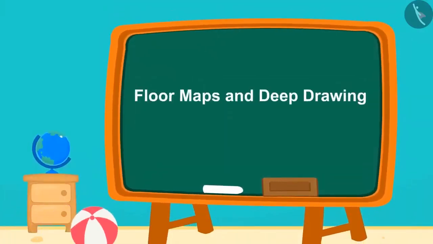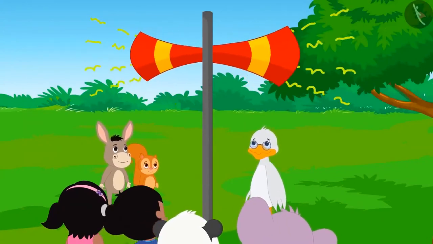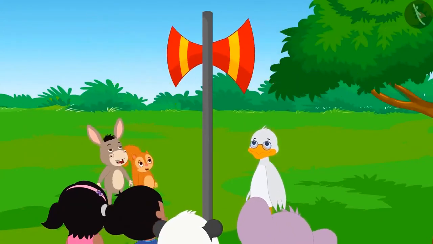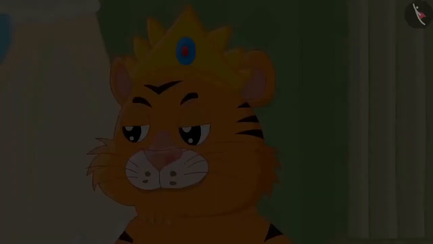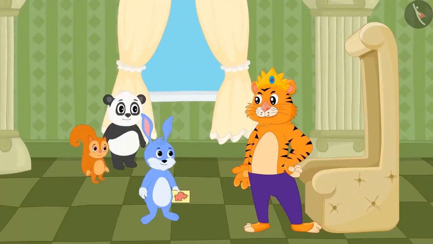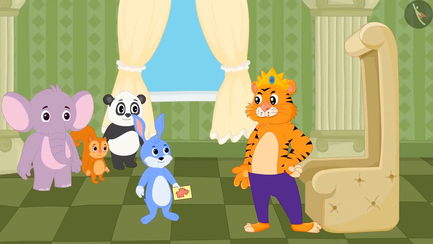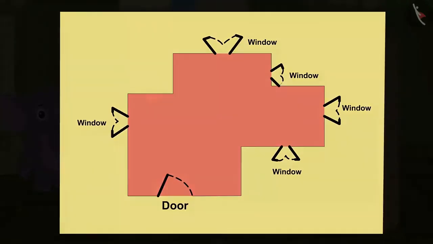What are floor maps and their deep drawings? And how can they be made? Learn about this. One day, the king announced that he had to change the design of his room. Whoever makes the best design for their room will be rewarded. The very first day, Bunny reached first to the king with a floor map to renovate his room. The floor map looked like this.